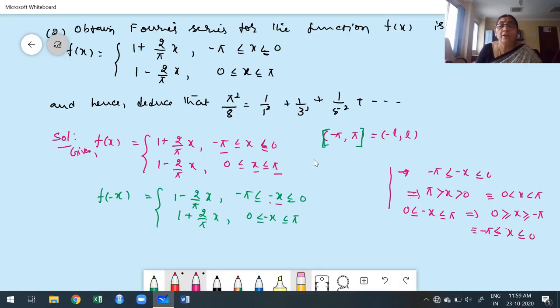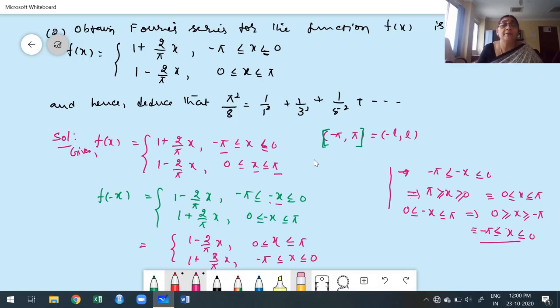Therefore, now after that we have to verify. First we have to write it in that form. We get 1 minus 2 by pi into x in the range 0 less than or equal to x less than or equal to pi. Equality is there, sorry. And 1 plus 2 by pi into x for minus pi less than or equal to x less than or equal to 0.